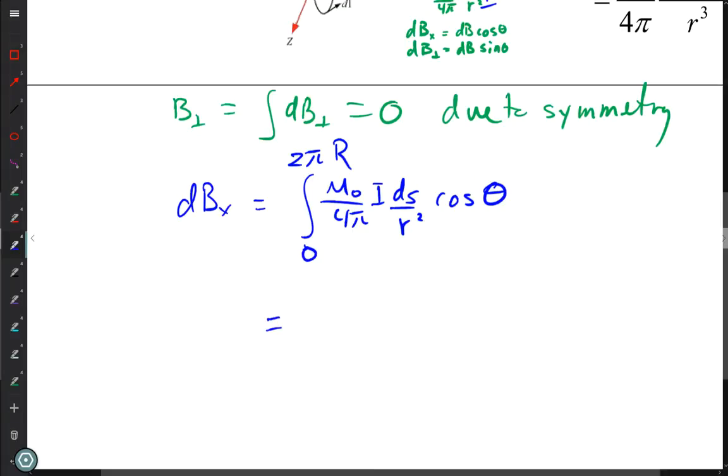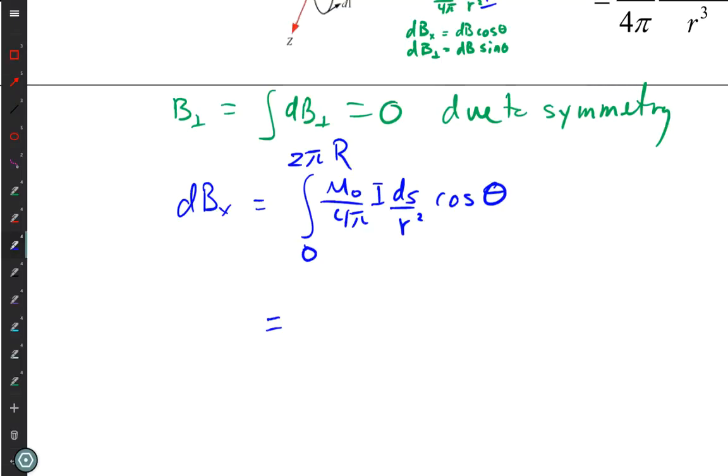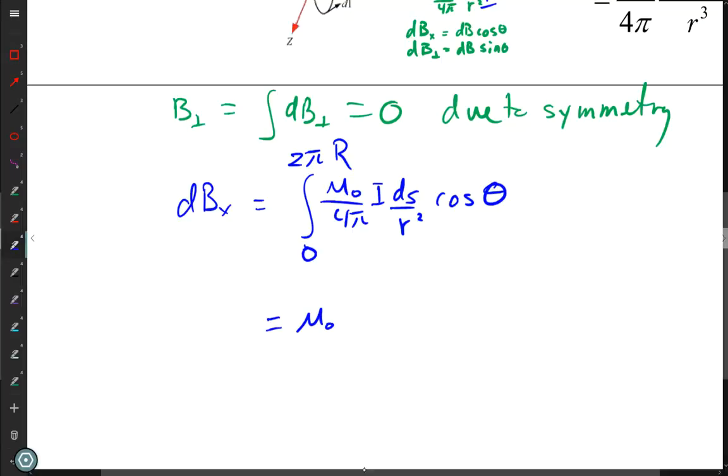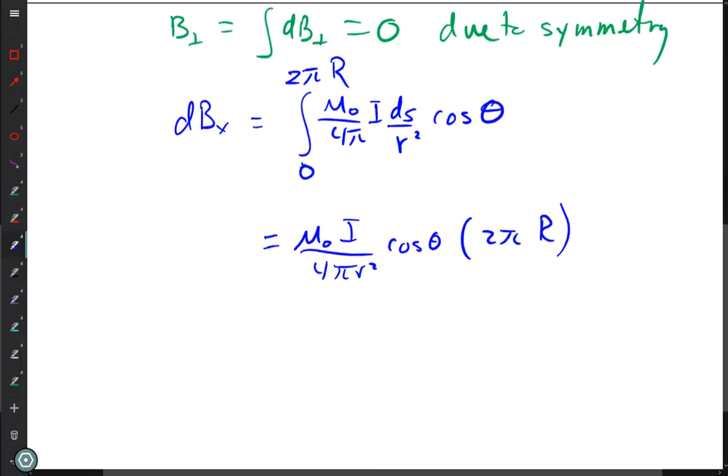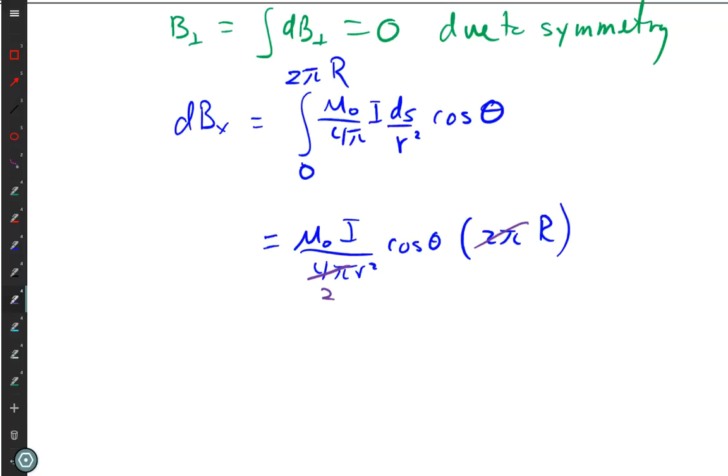What do we get when we integrate ds? Putting those limits 2 pi r to 0, we're just going to have mu naught I over 4 pi r squared cosine theta times 2 pi capital R. Now there's one more thing to do here besides canceling. You can cancel those and make it a 2. But I have capital R and lowercase r. And what variable did I actually want it in terms of?